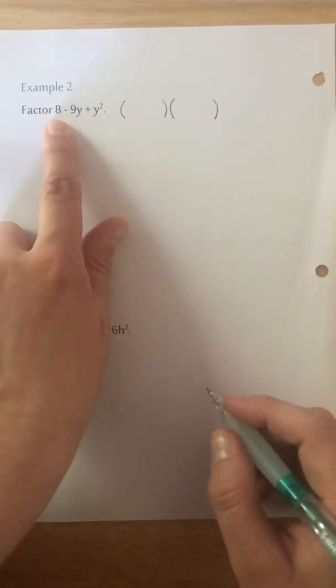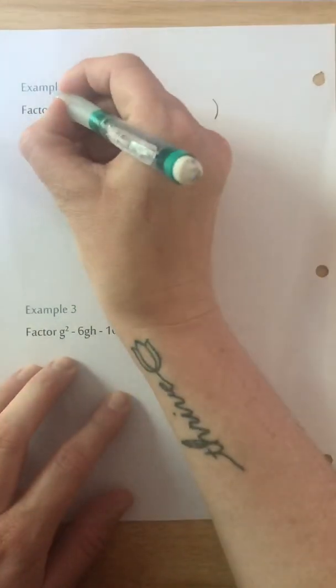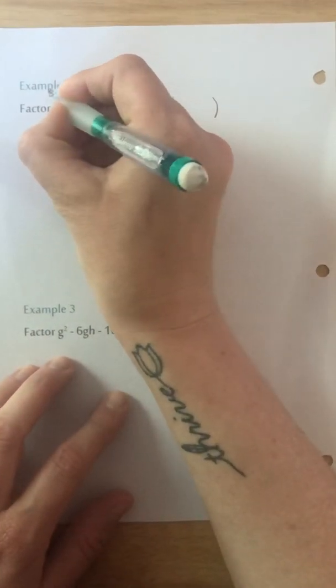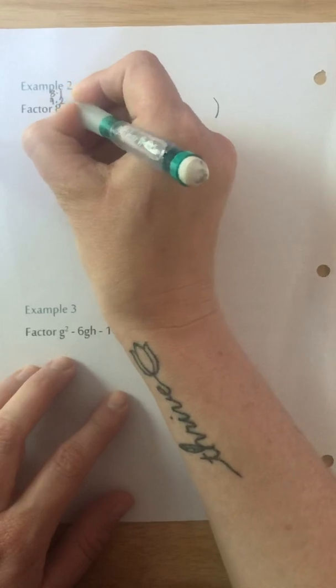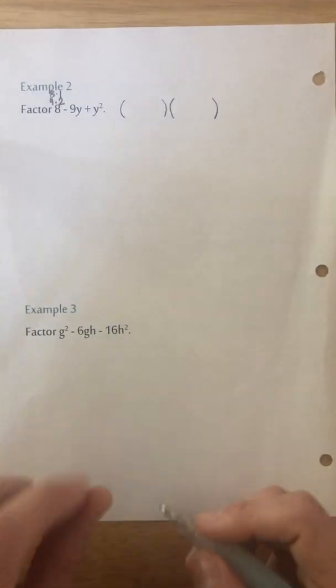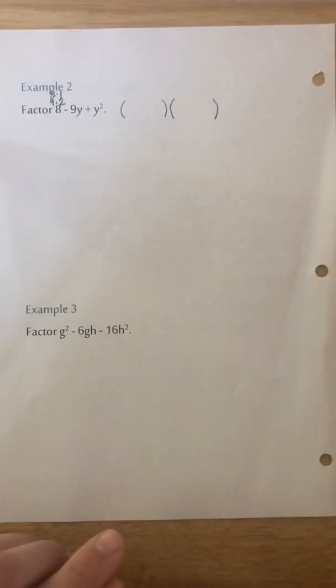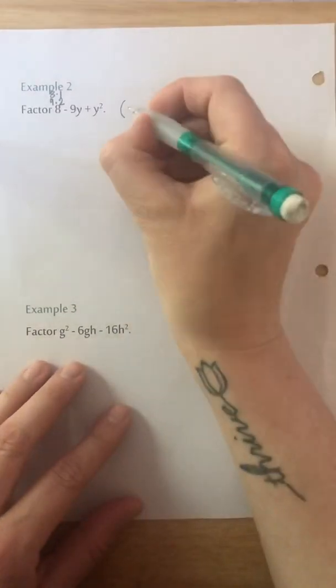Let's start off with this, 8. How can we get an 8? Well, we could do 8 times 1, or we could do 4 times 2. So we have two options. We're going to have to try guess and check method here. I don't know. Let's start with the 8 and the 1.